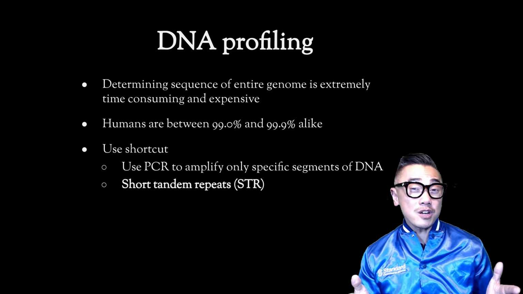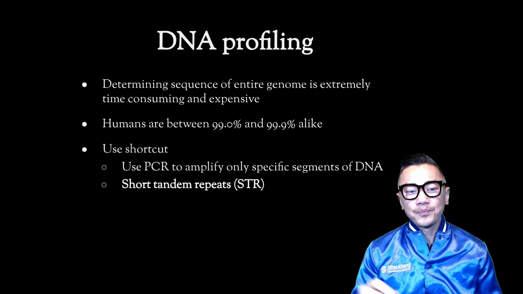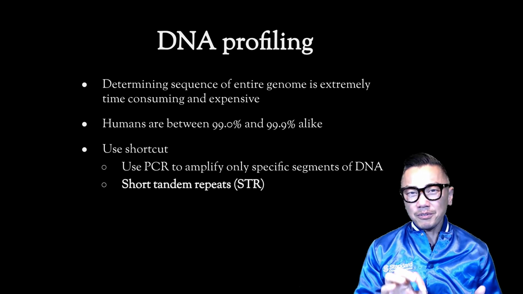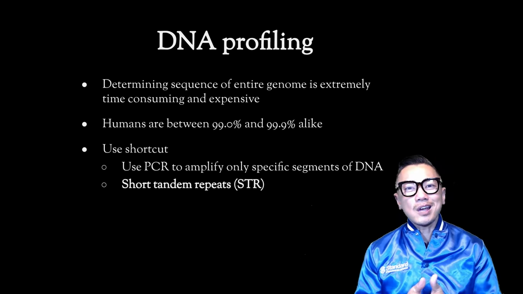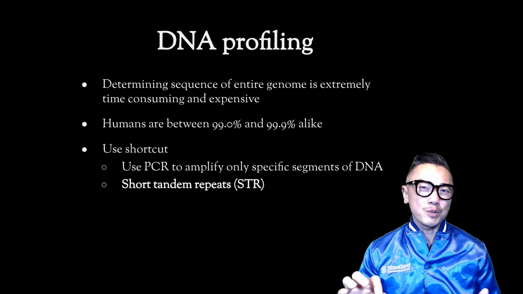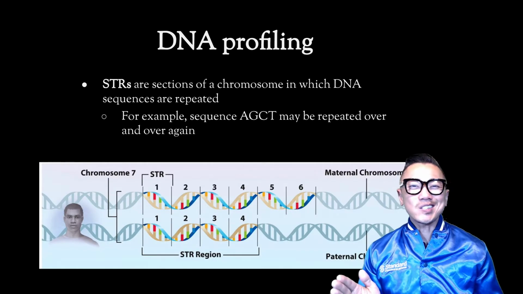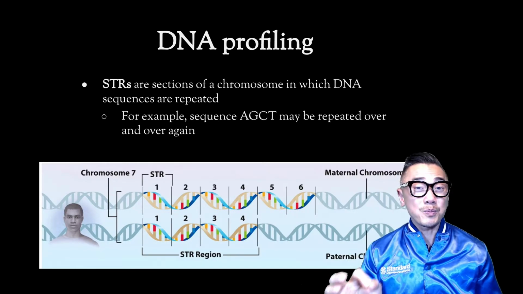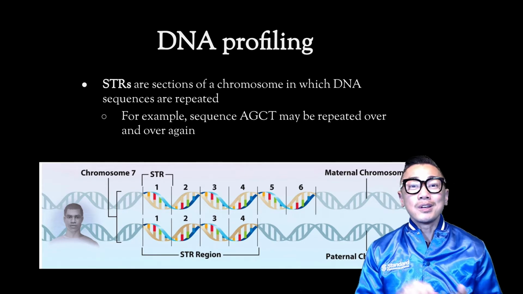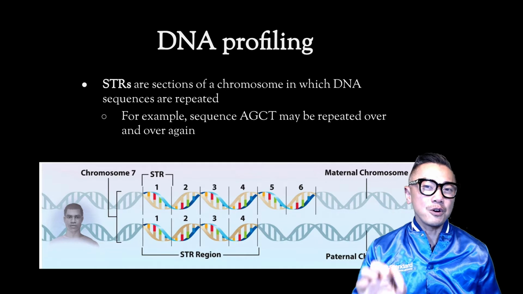Instead, we use a shortcut. We look at DNA between people that's different. We use PCR to amplify those specific segments of DNA. These segments are called short tandem repeats, or STRs. STRs are sections on a chromosome that have a DNA sequence repeated. For example, you might have the sequence AGCT repeated over and over.